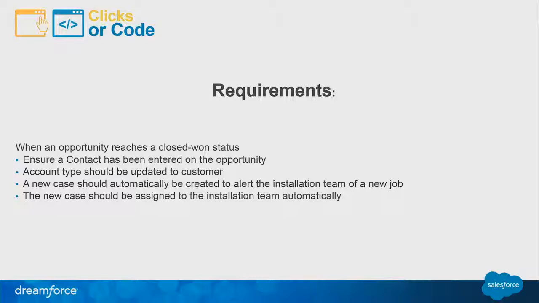Okay, so Universal Containers wants to ensure that closed-won opportunities are handled completely and efficiently each time. When an opportunity reaches a closed-won status, they want to ensure that a contact has been entered on the opportunity, update the account record type to customer, have a new case automatically be created to alert the installation team, and then have that routed to the installation team automatically.